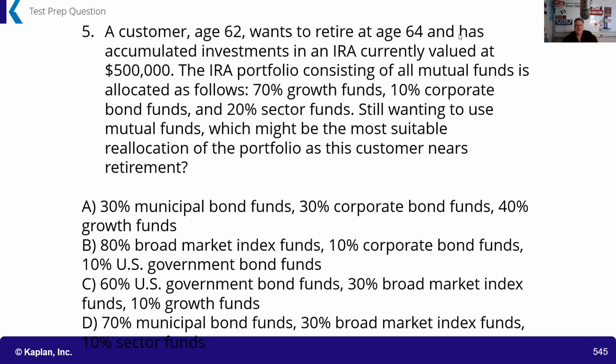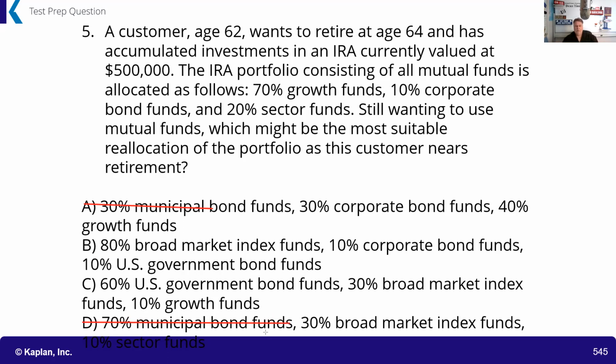Well, again, I don't see anything in here about somebody being in a high tax bracket. So I'm going to get rid of the muni choices, because for muni to be an option, they would have to say they're in an uncomfortably high tax bracket. There'd have to be something about their tax bracket. So I'm going to get rid of that.